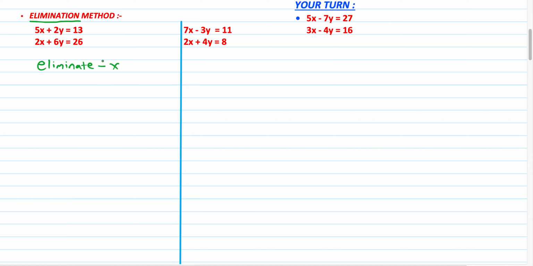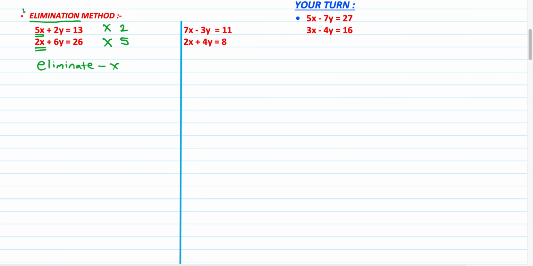So what is the way to eliminate? See, you only have to focus on the variable x in both the equations. What is the variable here? x, and what is the coefficient? That is 5. So let us multiply the first equation by the coefficient of x in the second equation, that is 5 here, and the second equation by the coefficient of x in the first equation, that is 2 here.